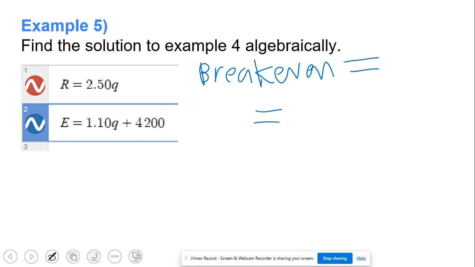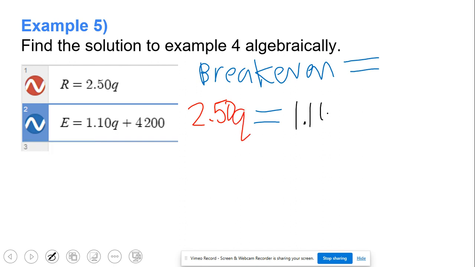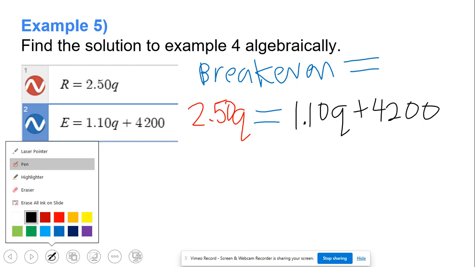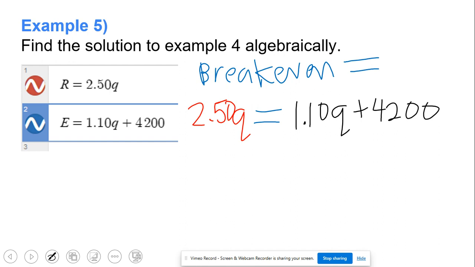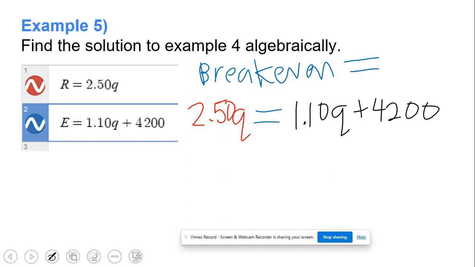So I'm going to set the revenue function, 250Q, equal to the expense function, 110Q plus 4,200. And the goal is to get Q alone. Solve for Q. Pretend Q is X, whatever you gotta do. But we're gonna move things to one side and then isolate it. So we've got positive 110Q on the right. If I take away 110Q on both sides, I'm allowed to do that.